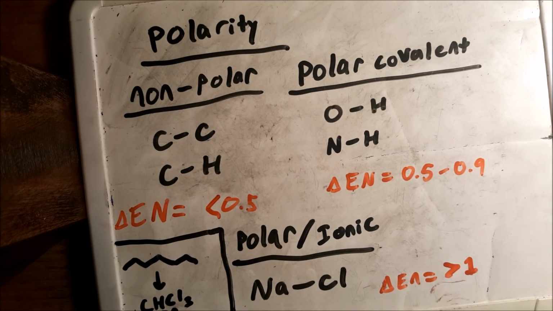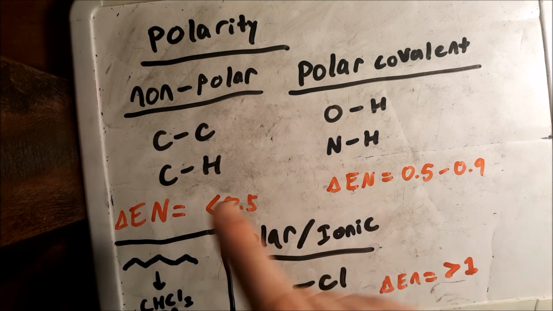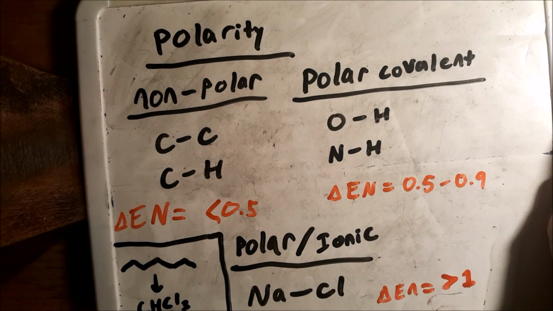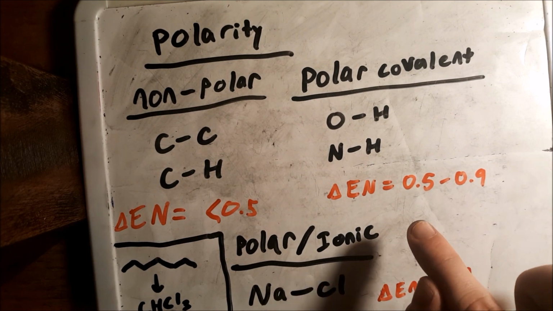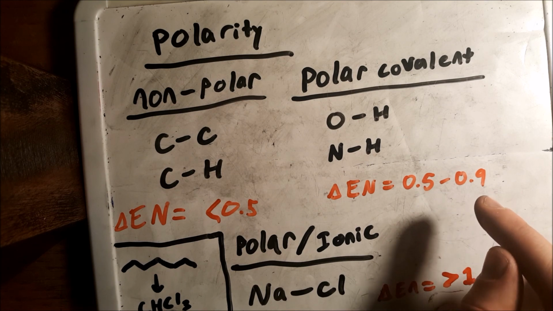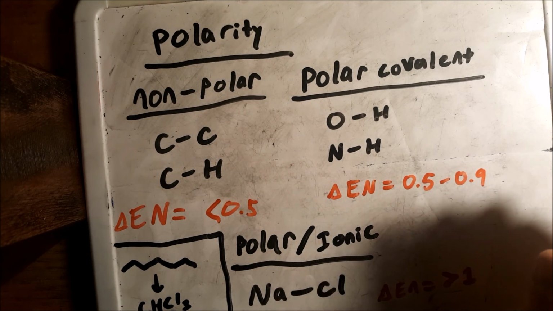But something like a carbon-carbon bond or a carbon-hydrogen bond is nonpolar because the difference in electronegativity between those is very low. Next is polar covalent. That's like an OH bond or an NH bond, where the difference in electronegativity is between 0.5 and 0.9.